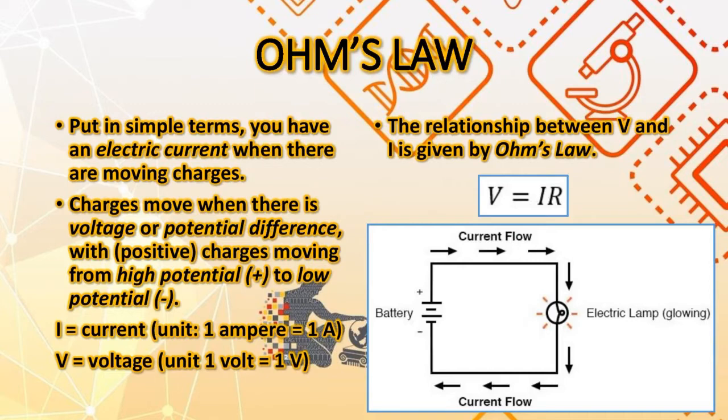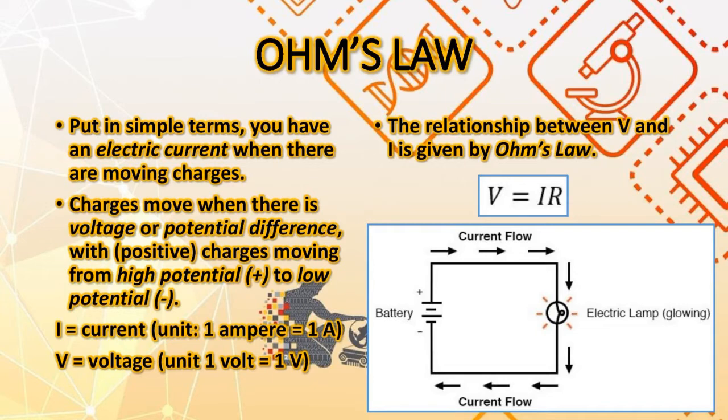Put in simple terms, you have an electric current, or simply current, when there are moving electric charges. The variable for electric current is capital I, and the unit for current is ampere. Now, charges move when there is a potential difference between 2 points. The charges will move from one point to another if there is a potential difference between these 2 points. Potential difference is also referred to as voltage.